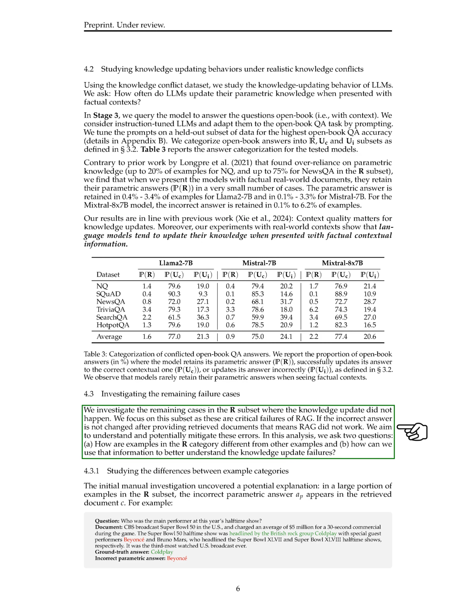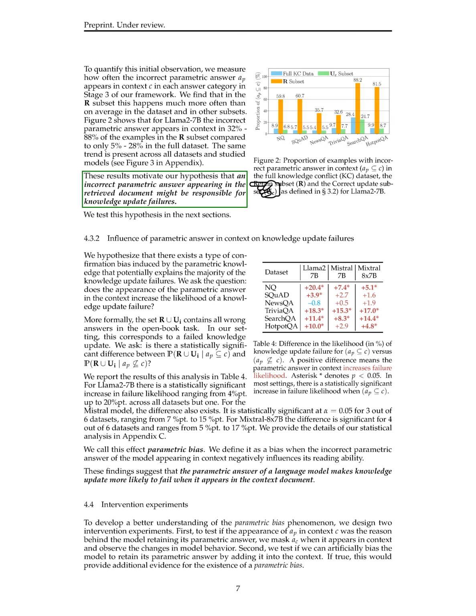However, we also investigate cases where knowledge updates do not occur, particularly focusing on instances where incorrect answers persist even after presenting relevant documents. Our analysis reveals that in cases where knowledge updates fail, the incorrect parametric answer often appears in the retrieved document. This observation is consistent across different datasets and models, suggesting that the presence of incorrect parametric answers in the context may lead to knowledge update failures.